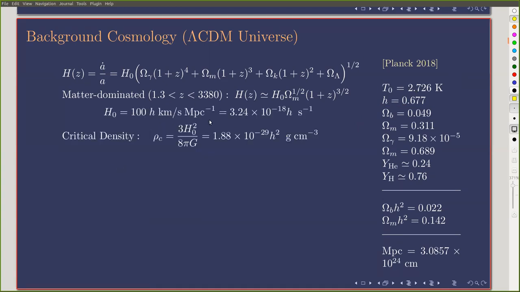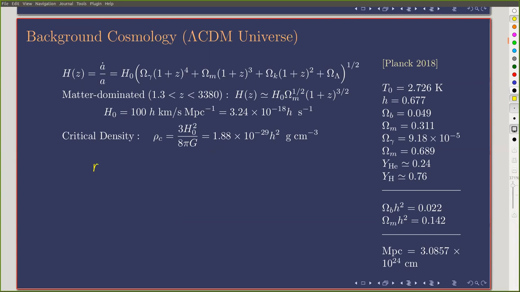Now there is the critical density. This is the density of the universe at present, and we can define it as this. This comes from the Friedmann equation, and I'll not be using this derivation, but you can derive its value, which turns out to be around 10 to the power minus 29 h inverse gram per centimeter cube. Everything I'll be using is in CGS units.